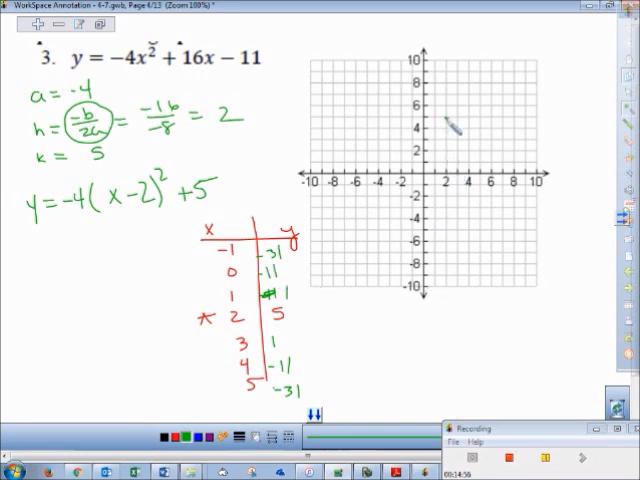2, 5. 3, 1. 4, negative 11. I will just take a rough guess, since that's just 1 off the grid. No big deal.